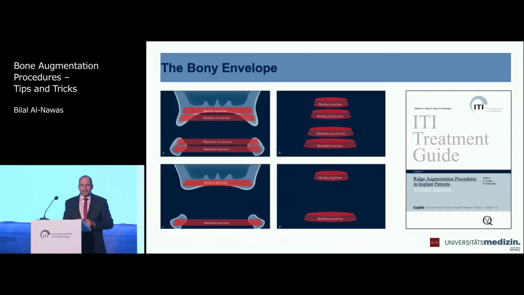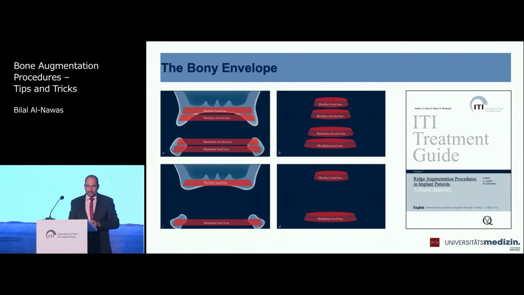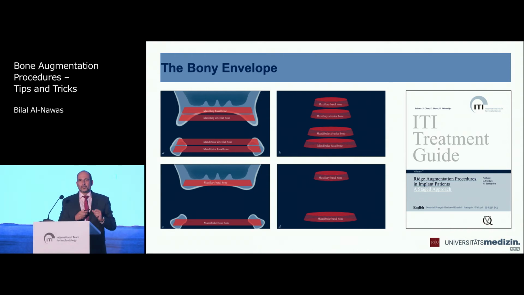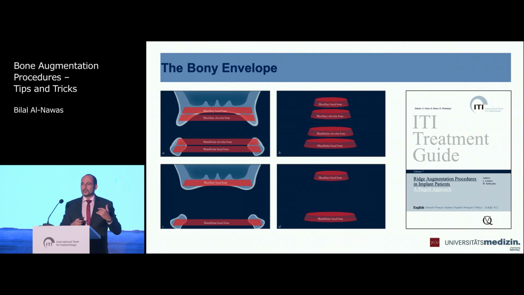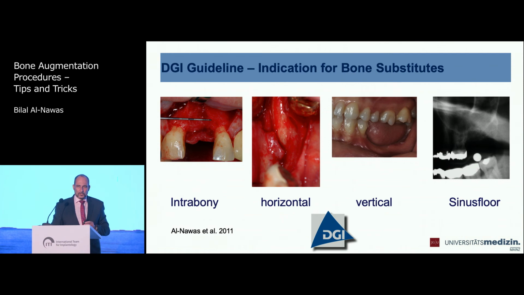And I really like the ITI treatment guide on ridge augmentation procedures, because different viewpoints from different surgeons are in there, and I found the only nice drawing regarding the bony envelope. If I ask you, Stephen, what is the bony envelope? It would be difficult to define this in words, but if you see the picture, you directly understand it is possible to reconstruct something within the alveolar bone. But if you have to reconstruct the whole alveolar bone, then things become difficult. So that's why I like this drawing very much.